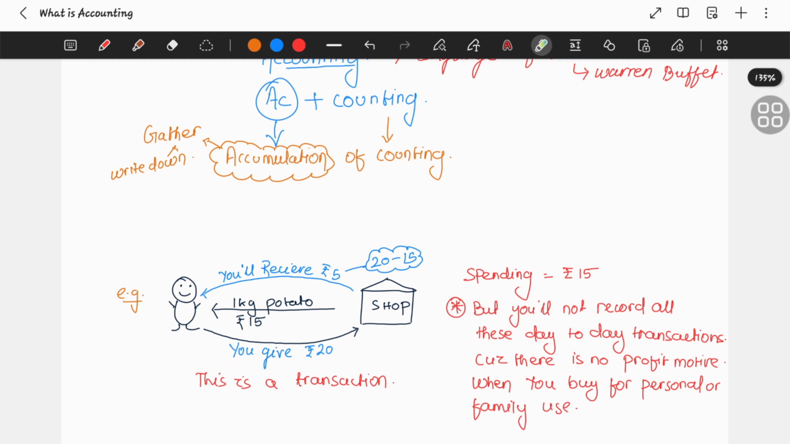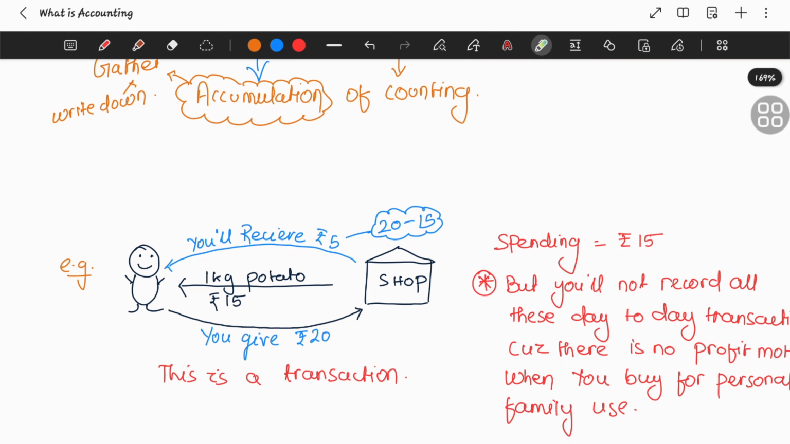Okay, let's move into the example. Suppose you go to the market, you buy something from the grocery store, you buy something from the medicine store, or you buy something from the vegetable mandis, from the vegetable suppliers. In my example, let's say that you are this person, and you go to the vegetable seller, and you buy 1 kg potato for rupees 15, but you have only a rupees 20 note. You give the 20 rupees note to the shopkeeper.